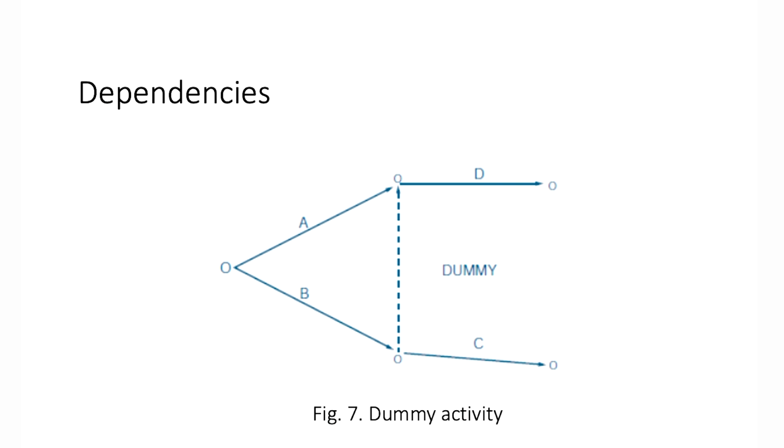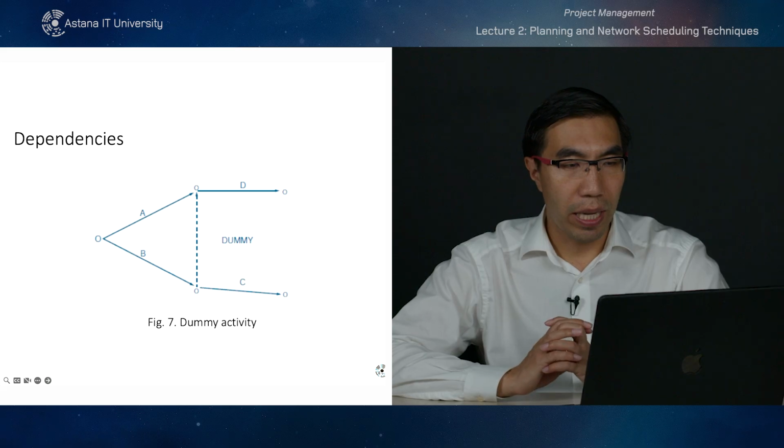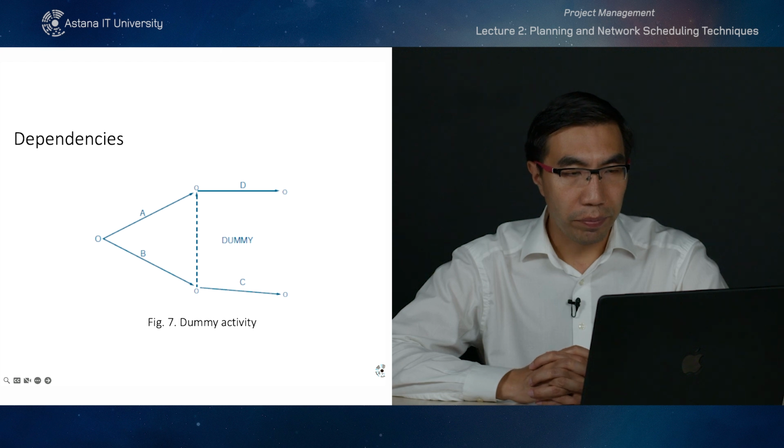When we're talking about dependencies, usually we want to visualize them. So here we have point 0, and we can start activities A and B at the same time, and then continue further with activity D after we finish activity A, and then activity C after we finish activity B. And sometimes when we need to show that they don't affect each other, we can use a dummy activity.